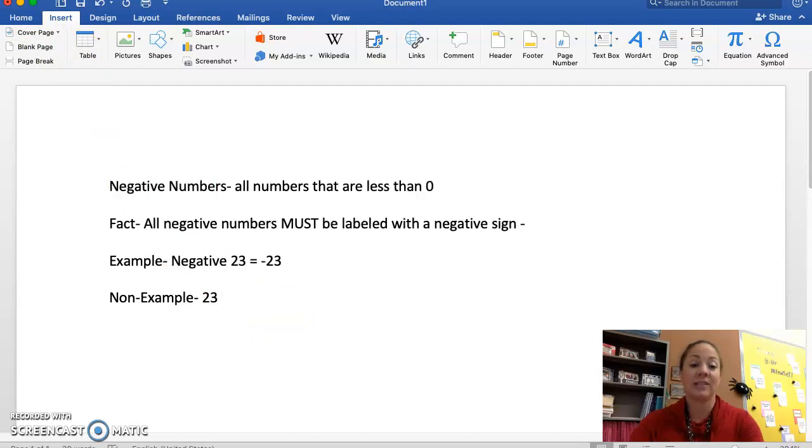Okay, your next word is negative numbers. And guys, negative numbers are all the numbers that are out there that are less than 0. So they would be going to the left on your number line. A fact about negative numbers is that they always must be labeled with a negative sign, like this little guy right here. So an example for -23, we would show it as -23 with that negative sign in front of it. A non-example is just plain old +23.